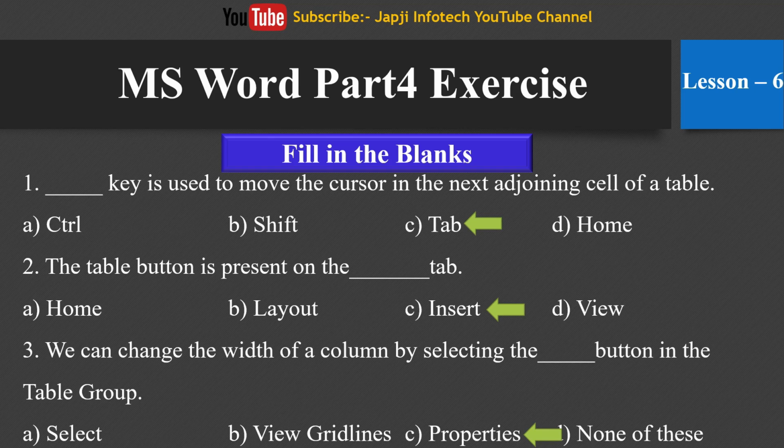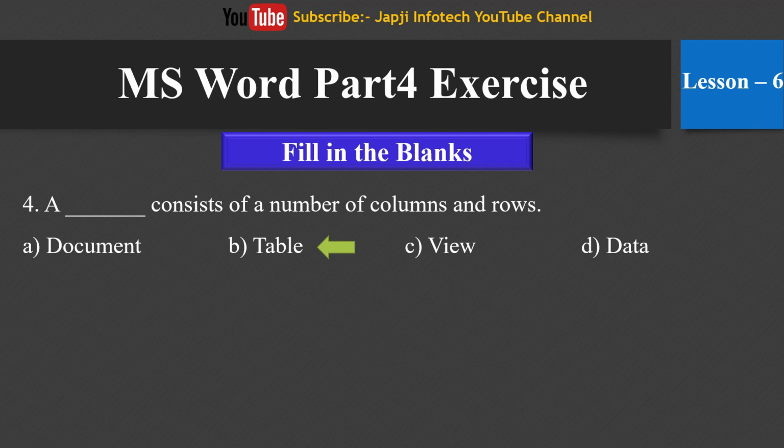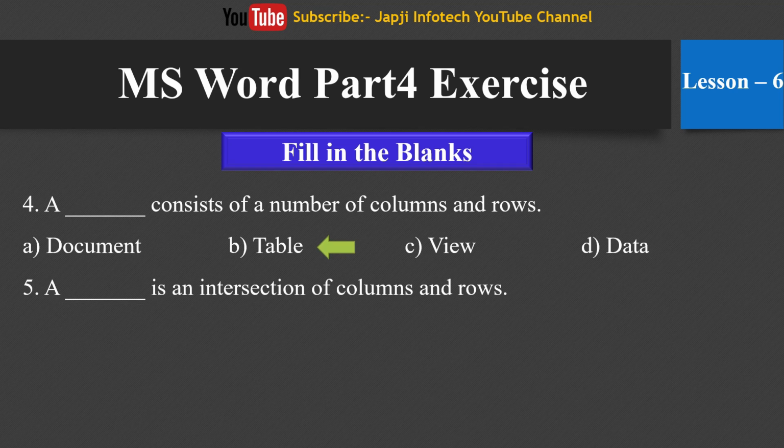And the fourth one is: a dash consists of a number of columns and rows, and the options are document, table, view, and data. And the right answer is: a table consists of a number of columns and rows. And the fifth one is: a dash is an intersection of columns and rows, and the options are cell, table, view, data. And the right answer is: a cell is an intersection of columns and rows.